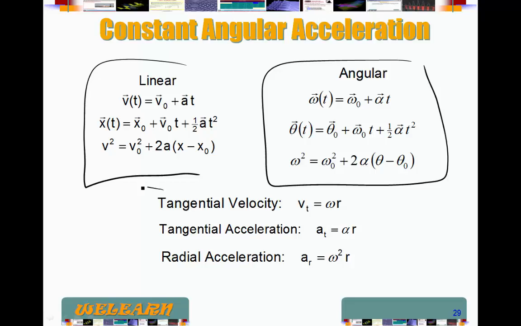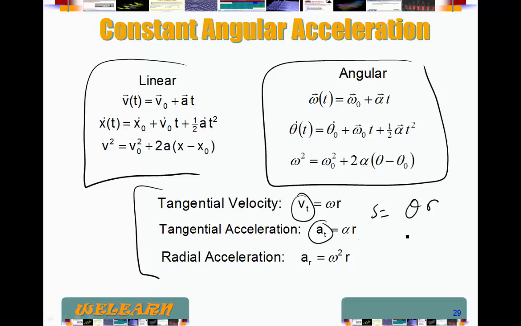Another thing to remember is that these angular quantities, omega, alpha, theta as well, are related to their linear counterpart, the tangential quantities, through these expressions. Tangential velocity is omega times r. Tangential acceleration is alpha times r. Length of the displacement along an arc is theta times r.